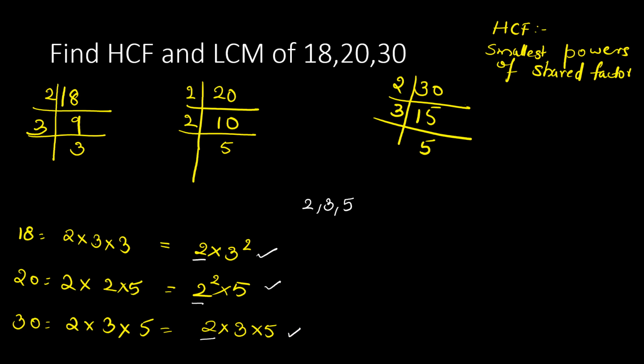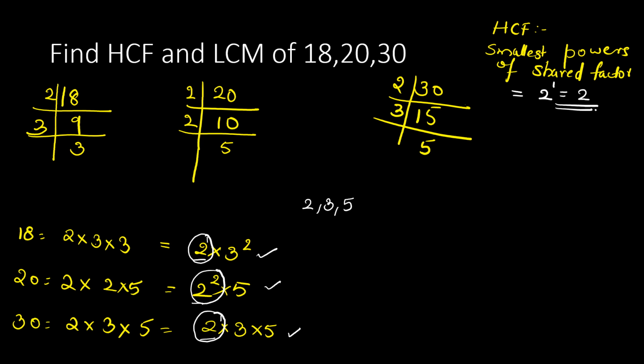Now the smallest power of the shared factor. The shared factor is 2. Here the power is 1, here the power of 2 is 2, and here again the power is 1, so the smallest power is 1. So HCF is equal to the smallest powers of the shared factor, that is 2 raised to 1, which is equal to 2.